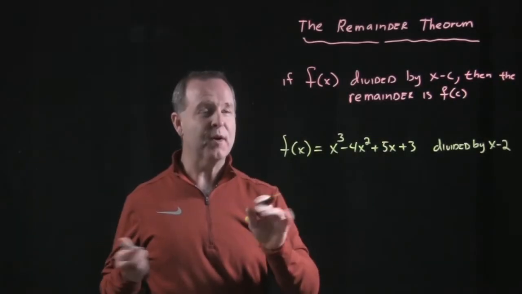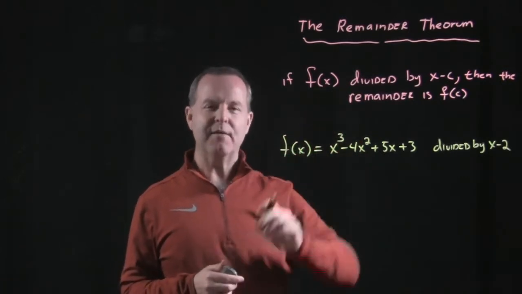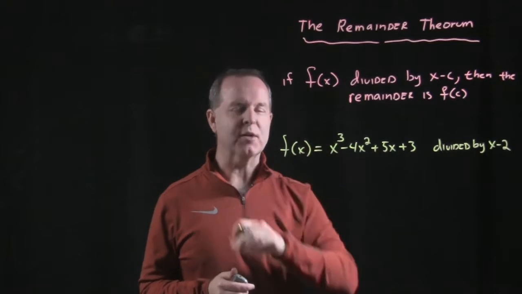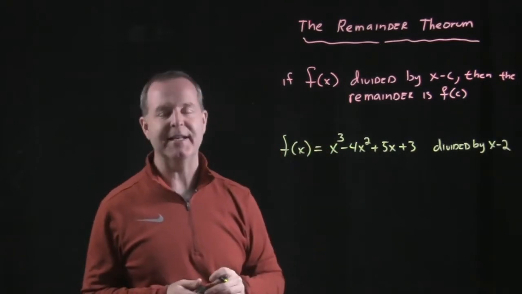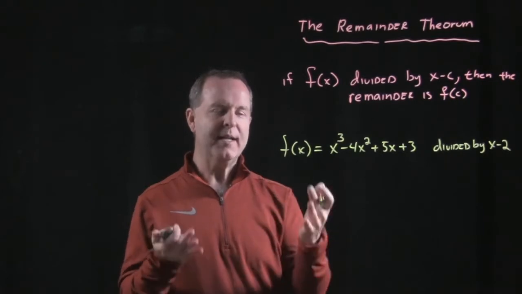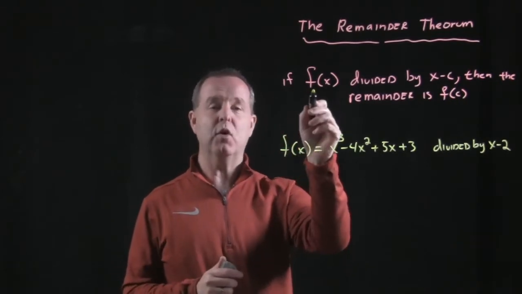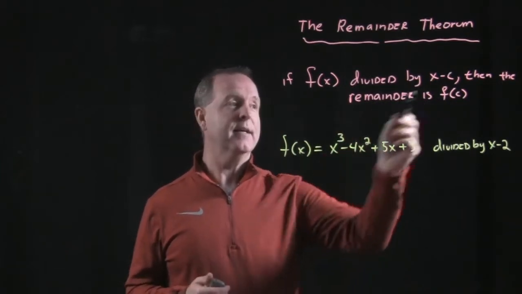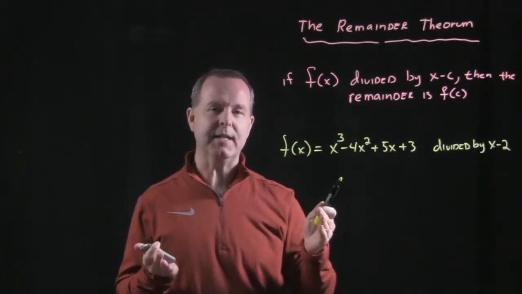All right, this might blow your mind away. Comes out of the remainder theorem. And I'm not going to get into how that theorem was developed. You can Google that, and I'm sure you can find a fascinating lecture on exactly how that came about. But what it tells us is that if I have some polynomial function f of x, and I divide it by x minus c, then the remainder is going to be f of c.